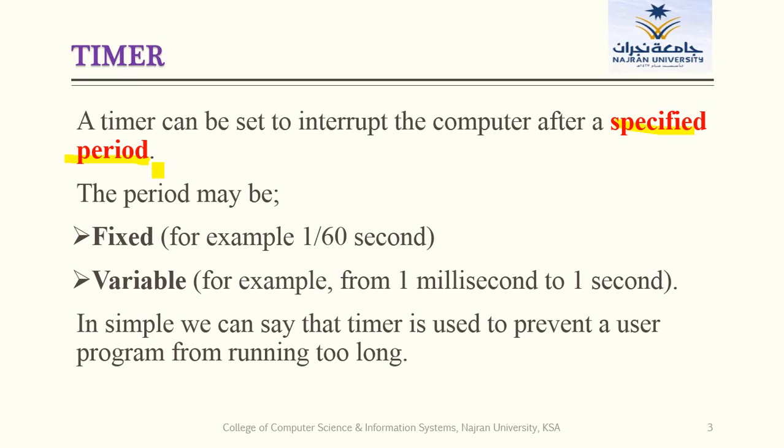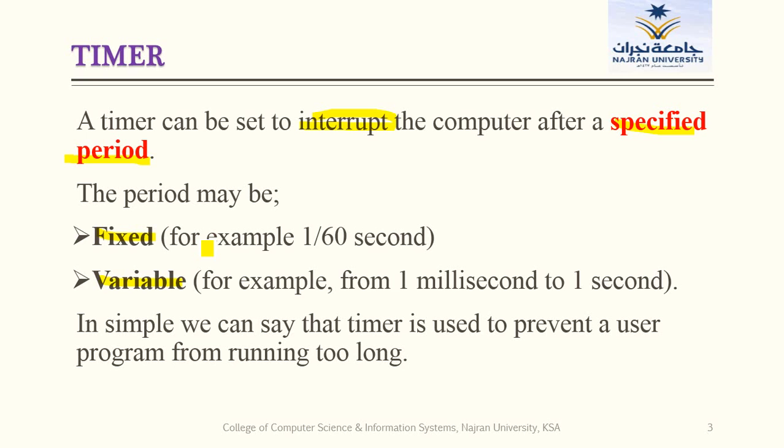But what is the purpose of a timer? The purpose of a timer is to interrupt the computer. So we are interrupting the computer after some period. We have 2 types of timers, fixed and variable. Fixed means it is fixed, we are not changing it. For example, 1 by 60 seconds, or 1 second, or 10 seconds, 10 minutes.